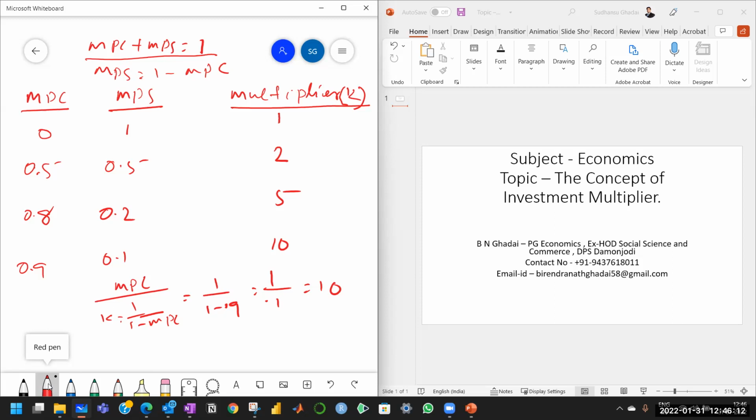Calculate from MPS. K is equal to 1 by MPS, 1 by 0.1, is equal to 10.